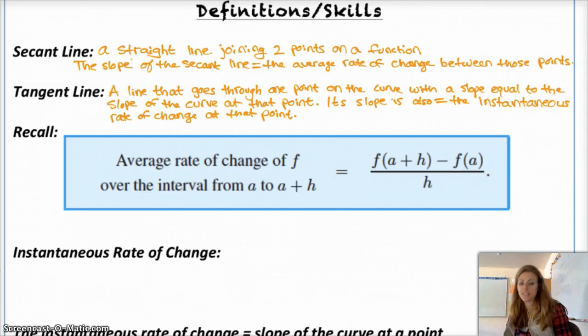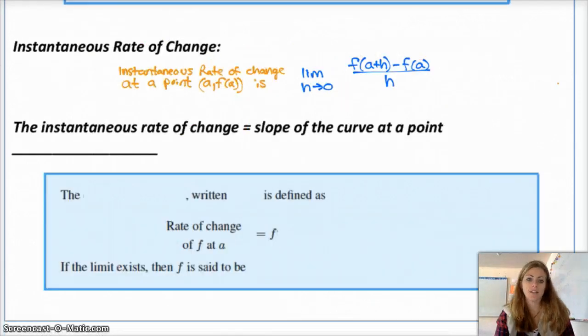And so the instantaneous rate of change takes that value of h and brings it really, really small, like infinitely small. So it's basically the same thing as this, but the limit as h approaches 0, because what we're doing is zooming in on that point. Okay, so there's your instantaneous rate of change.